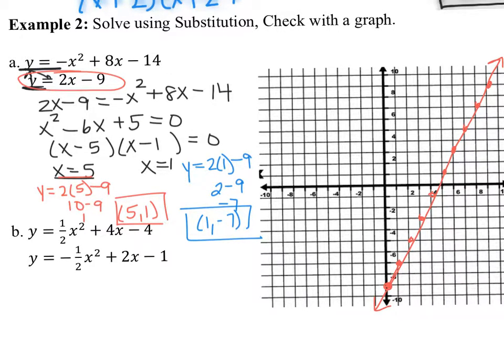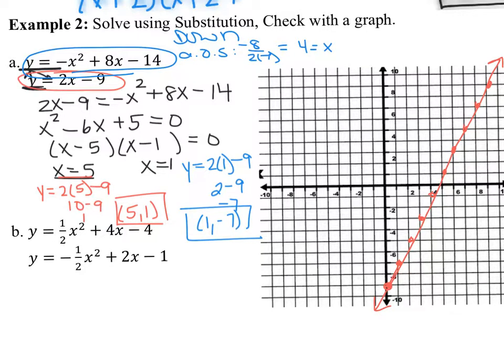So now I have to graph this right here. In order to graph that, it opens down. My axis of symmetry is negative b over 2 times negative 1, which is 4, equals x. My vertex is 4, and I've got to plug in 4. 4 squared is 16, so negative 16 plus 32 is 16, minus 14 is 2. My y-intercept is 0, negative 14.